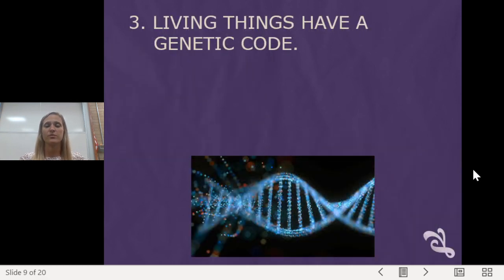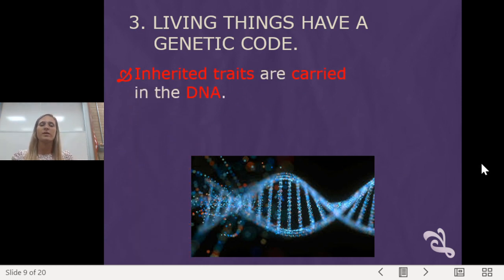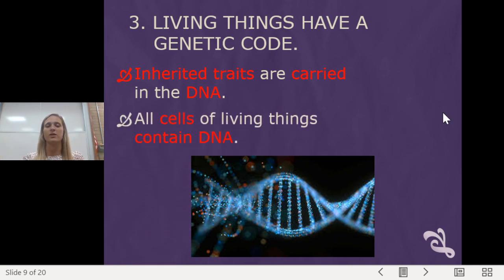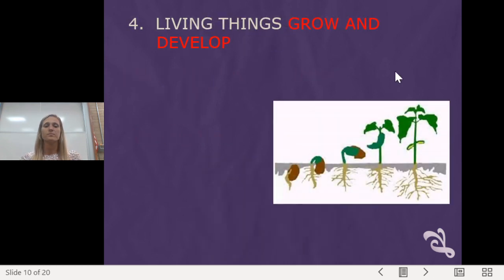All right, third characteristic, living things have a genetic code. And here we have a picture of the double helix of the DNA. So inherited traits are carried in the DNA. So when we had those cute fluffy puppies, their color and their size and their shape, all of that was carried in their DNA, their genetic code. And all cells have DNA. So all of our cells in our nucleus contain the genetic material, the DNA code.